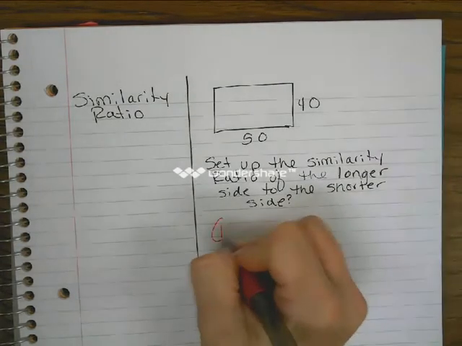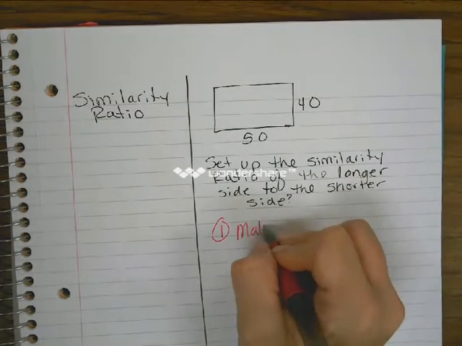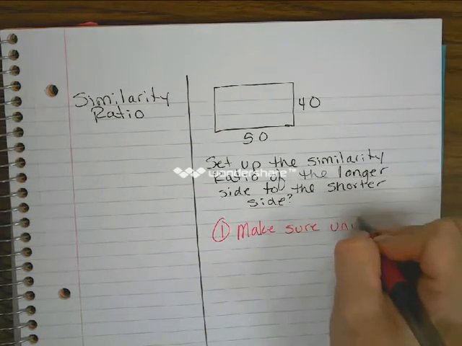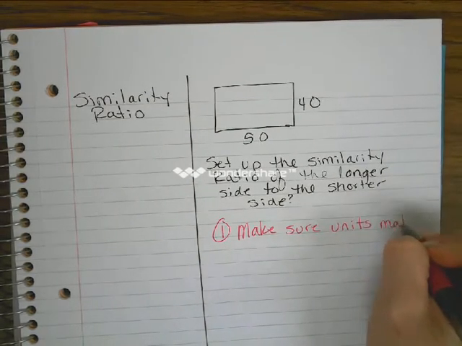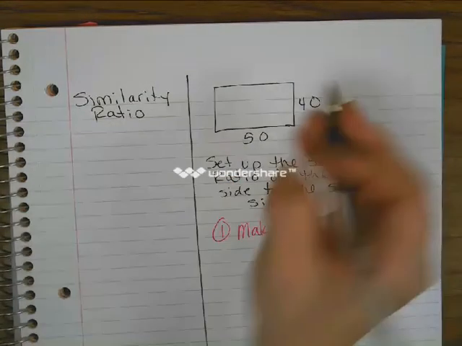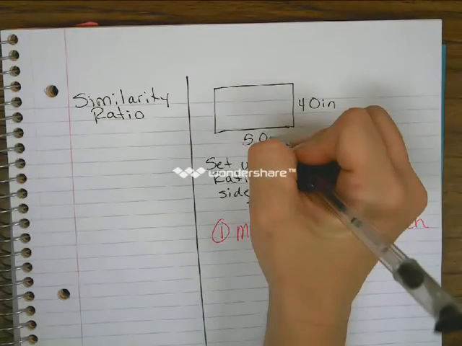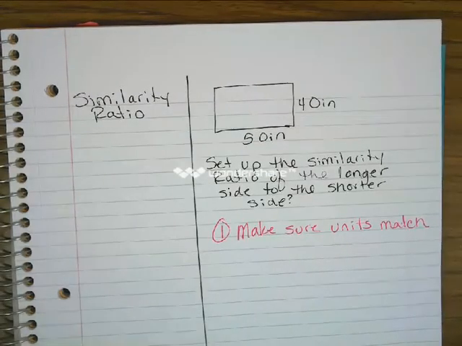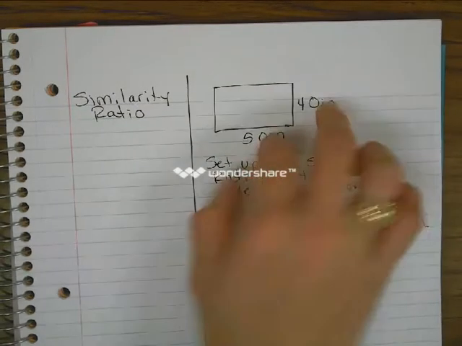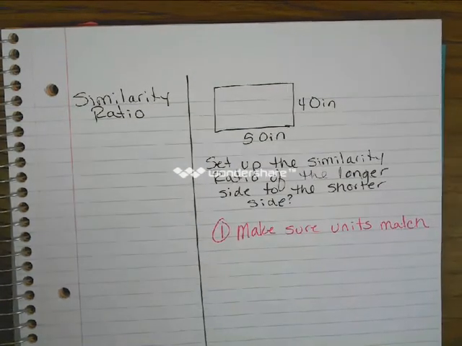Anytime you are asked to set up a similarity ratio, you need to make sure that your units match. In this example, they do. I'm going to give you inches and inches. But a lot of times you'll have a problem where it's a scale model, and the scale model is in inches, but the actual building is in feet or yards or whatever. You absolutely have to make sure that your units match when you're setting up a similarity ratio. If they don't, then you need to convert.